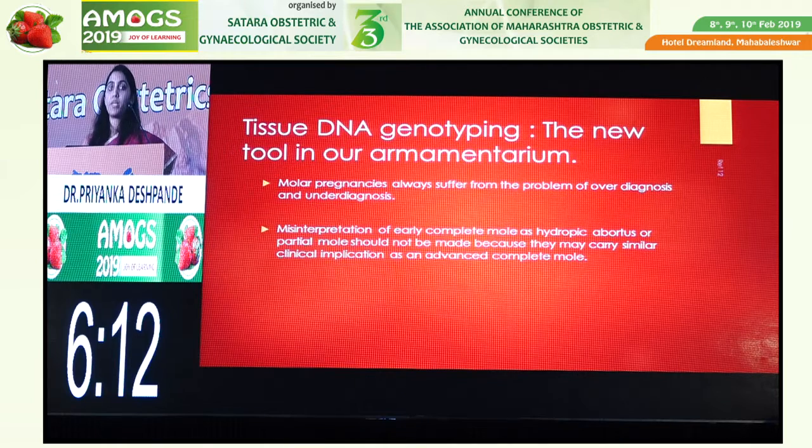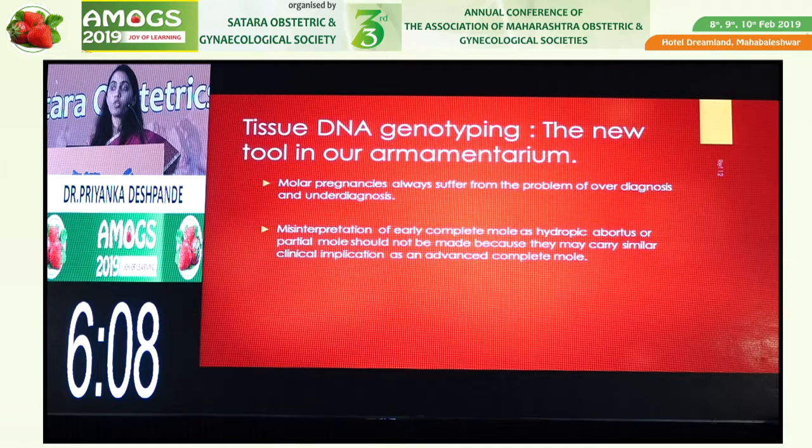But if you label a product of conception as a molar pregnancy, you are going to put this patient for post-evacuation surveillance at least for 6 months or 2 years. So she will have to keep coming to you for beta HCG follow-ups, and then if at all a choriocarcinoma is diagnosed, then it will be a different ballgame and she will have to be given chemotherapy.